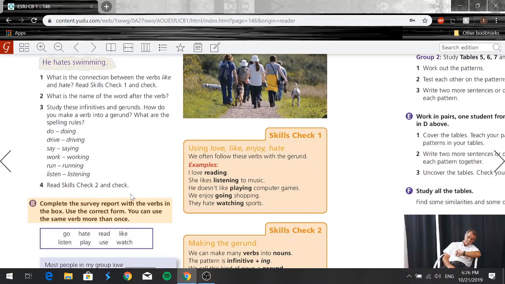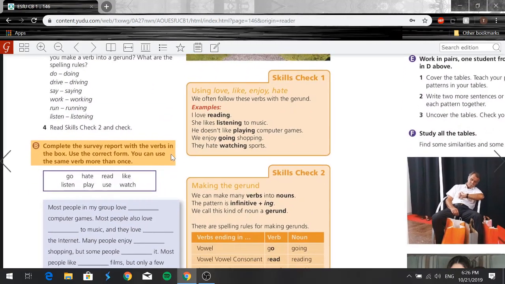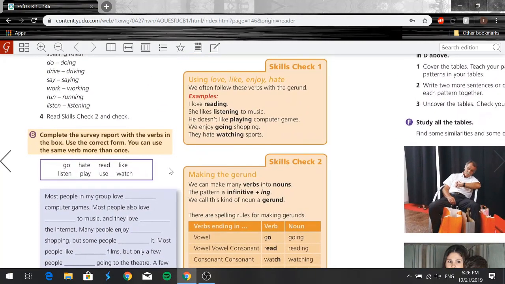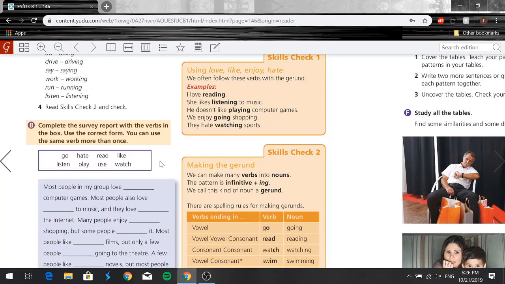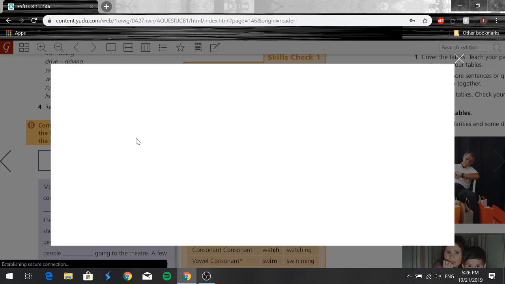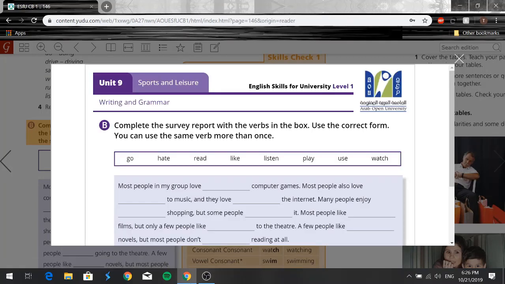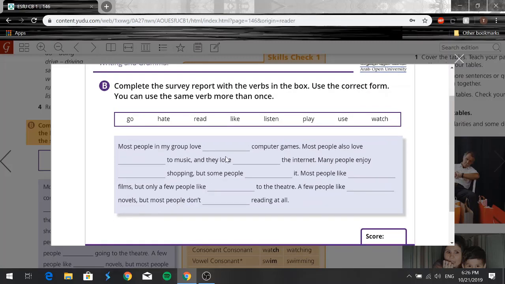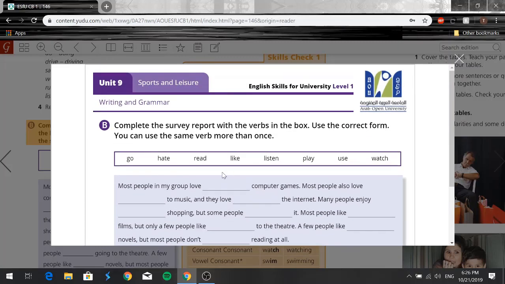What else do we have? Yeah, now let's go to exercise B. Complete the survey report with the verbs in the box. Use the correct form. You can use the same verb more than once. Alright, so let's open this and see what we got here. We have some verbs in the box. We're going to have to change some of the forms of these verbs when we write them down in the text down here, okay? So let's read it together and slowly try to use the correct form.